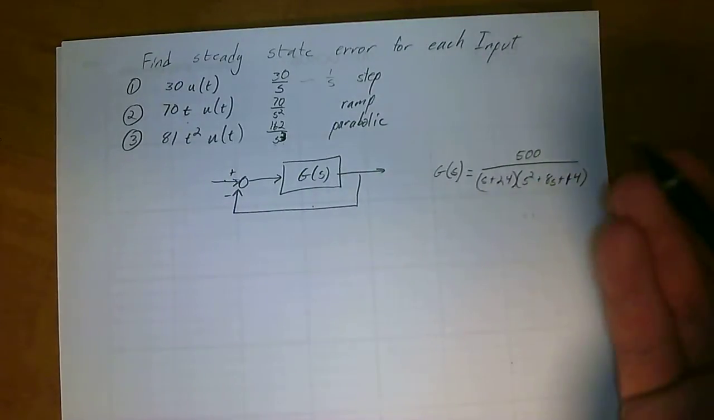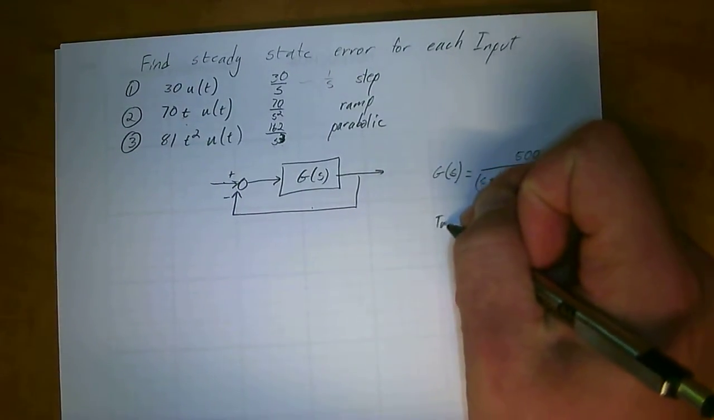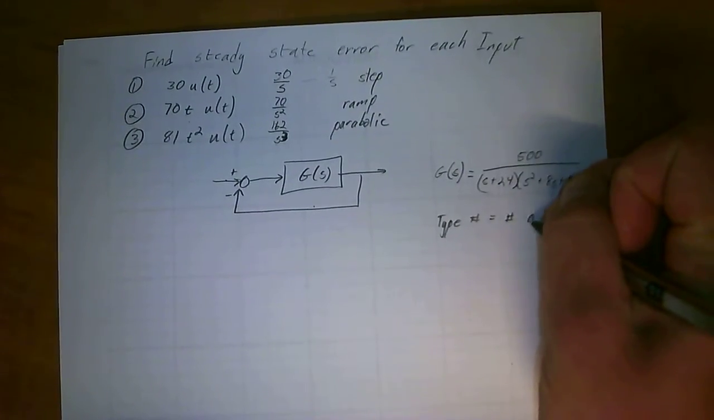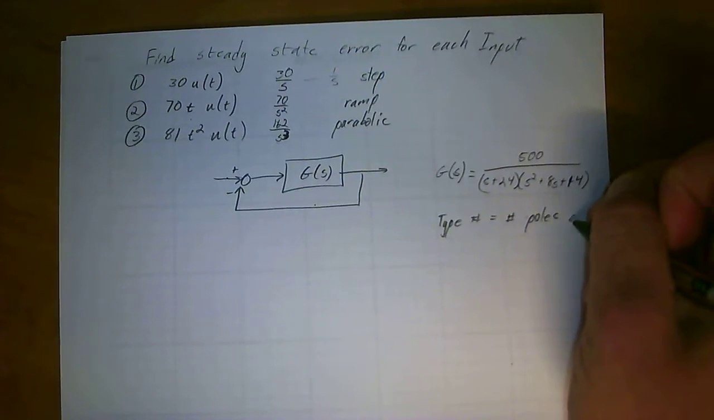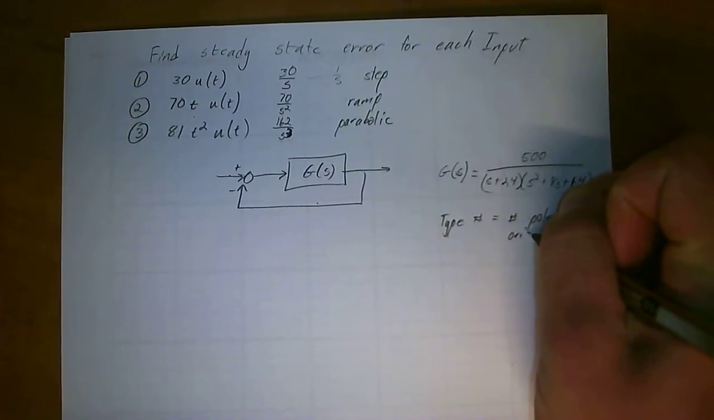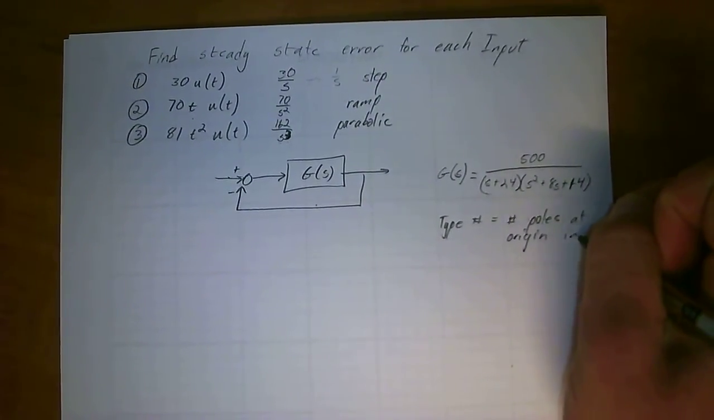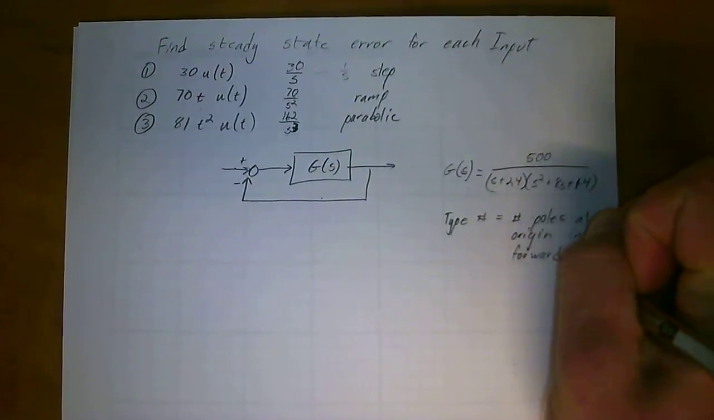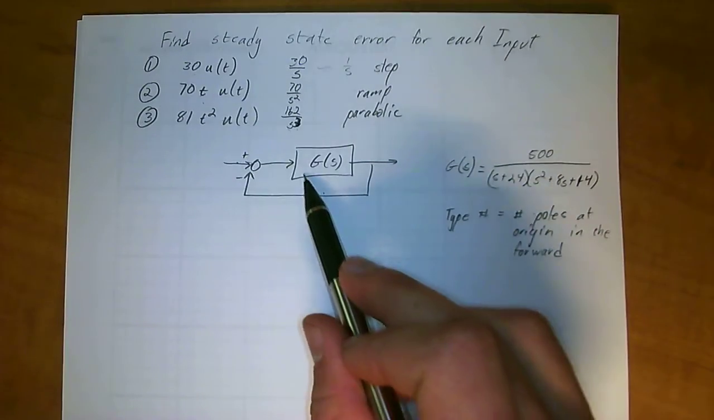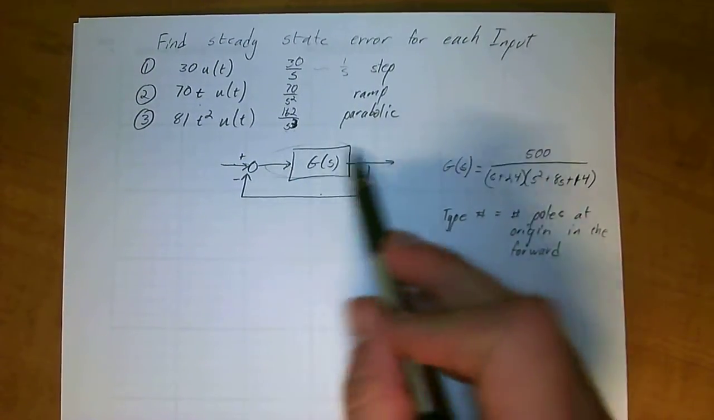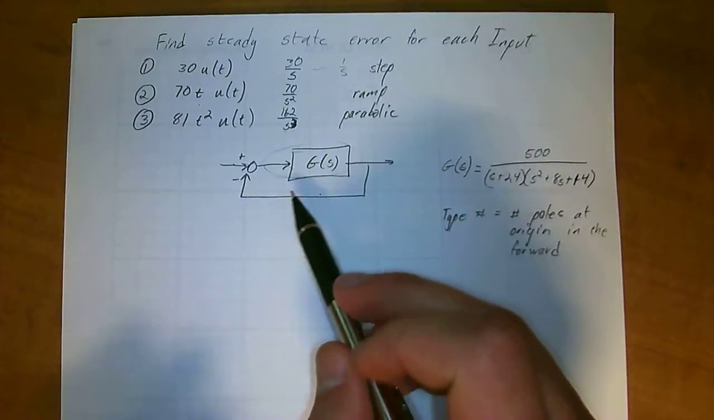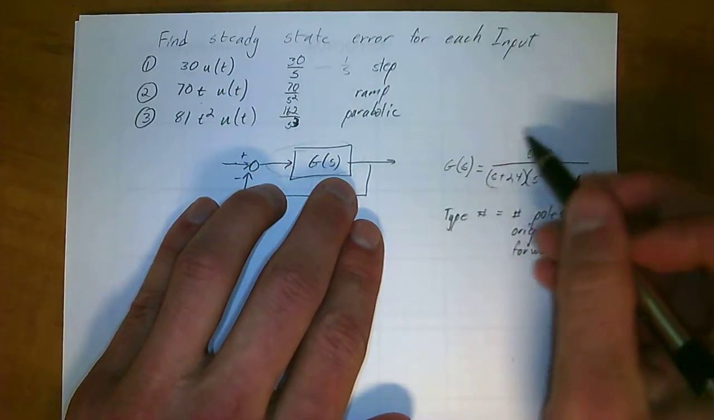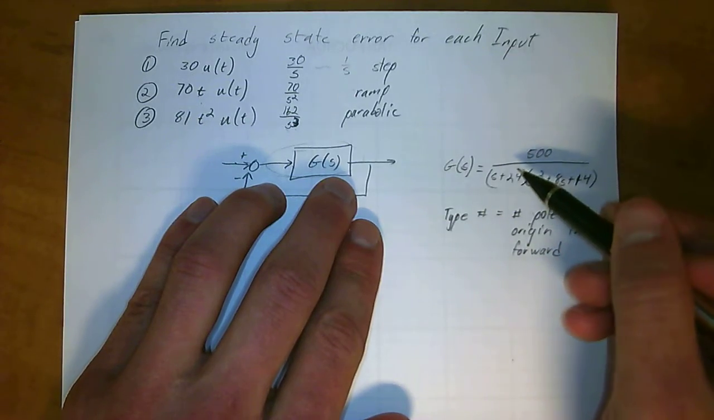Each type is defined by the number of poles. Type number is equal to the number of poles at the origin in the forward branch of the system. So this is the forward branch right here, this little chunk right here. This is the feedback branch. We're going to ignore it in defining type. So all we have is G of s. So we're looking at this function to find out what the type is.